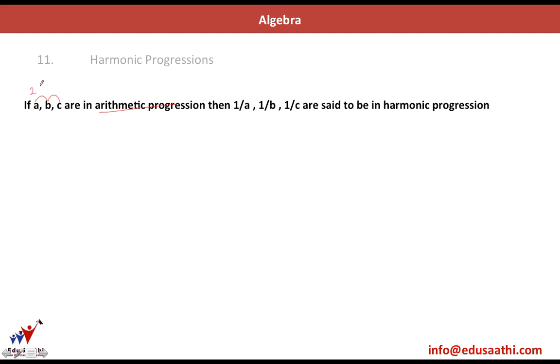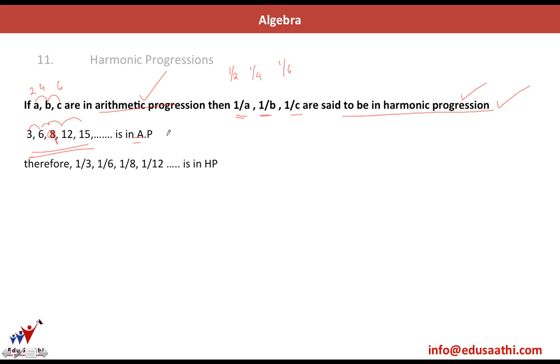Then their reciprocals will be in HP. If I look at the terms 2, 4 and 6, they are in AP. Then their reciprocals, 1 by 2, 1 by 4 and 1 by 6, will be in harmonic progression. The terms are in AP, their reciprocals are in HP. So if I take this example now, 3, 6, 9, 12, 15, all of them are in AP. Their reciprocals, 1 by 3, 1 by 6, 1 by 9, 1 by 12, are in harmonic progression.